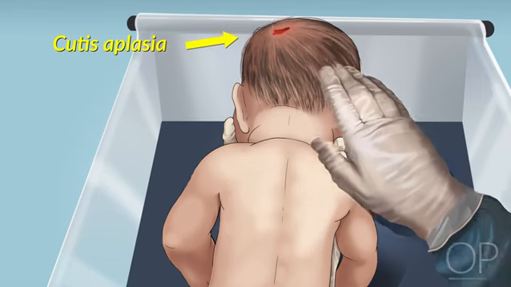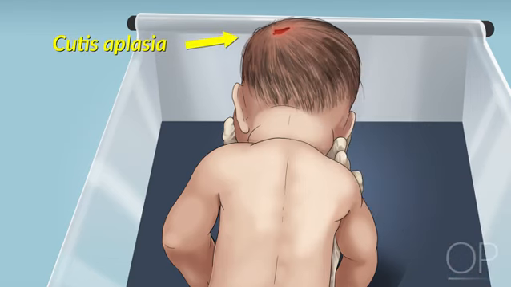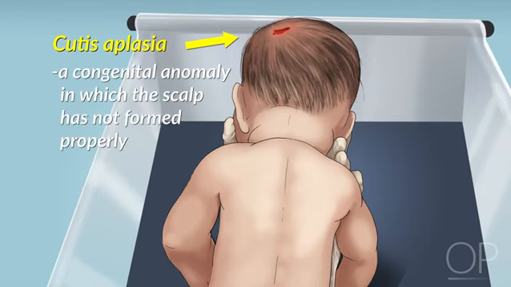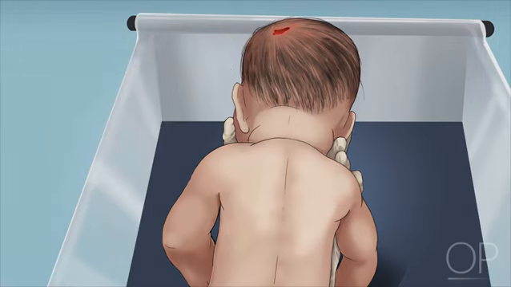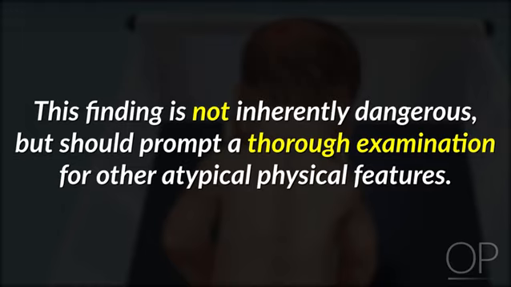If you feel any areas where the skin is missing or has an unusual texture, it may be a sign of cutis aplasia, a congenital anomaly in which the scalp has not formed properly. This finding is not inherently dangerous, but should prompt a thorough examination for other atypical physical features.